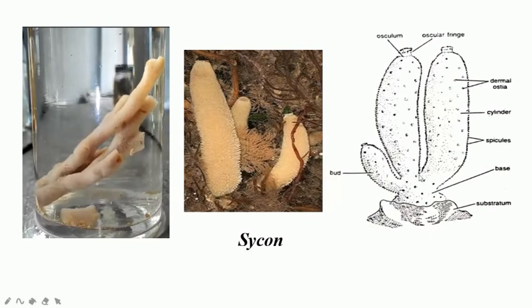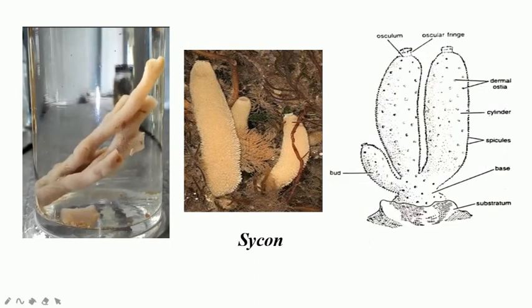A cylindrical body is present, and all over the body there are pores present. These dotted structures are nothing but pores. On the apical side, that is the top side, there is an opening which is called the osculum. Do you understand? The osculum is basically like the oral opening in other animals. Like the mouth, the same function is performed by the osculum.